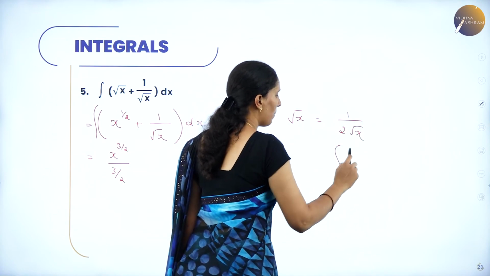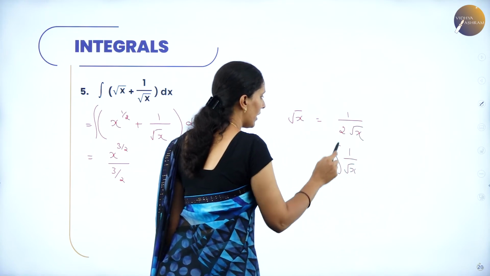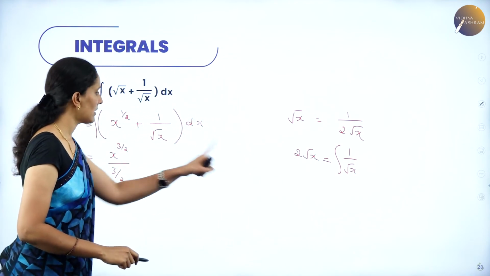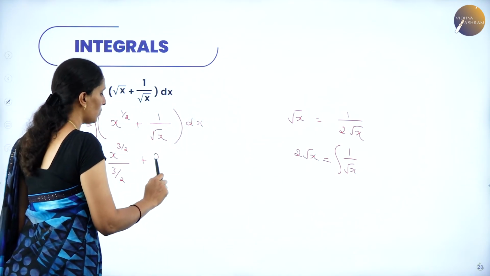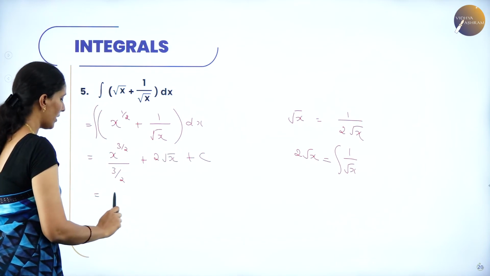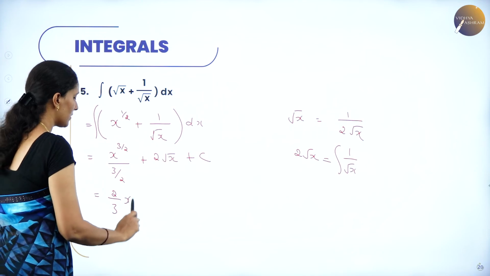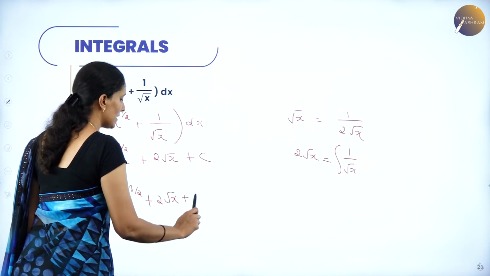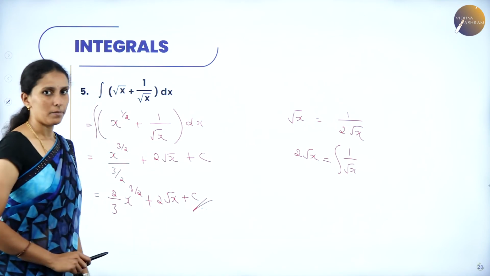So thus, if you apply the integral here, then 2 root x is its integral value. Thus, I can easily write here 2 root x plus c. And here I can write it as 2 by 3 x to the power 3 by 2 plus 2 root x plus c is the integral.